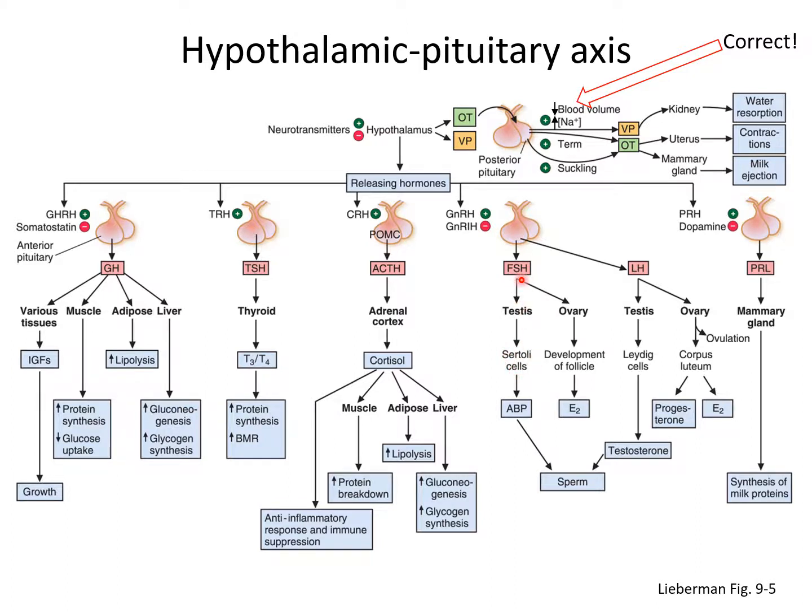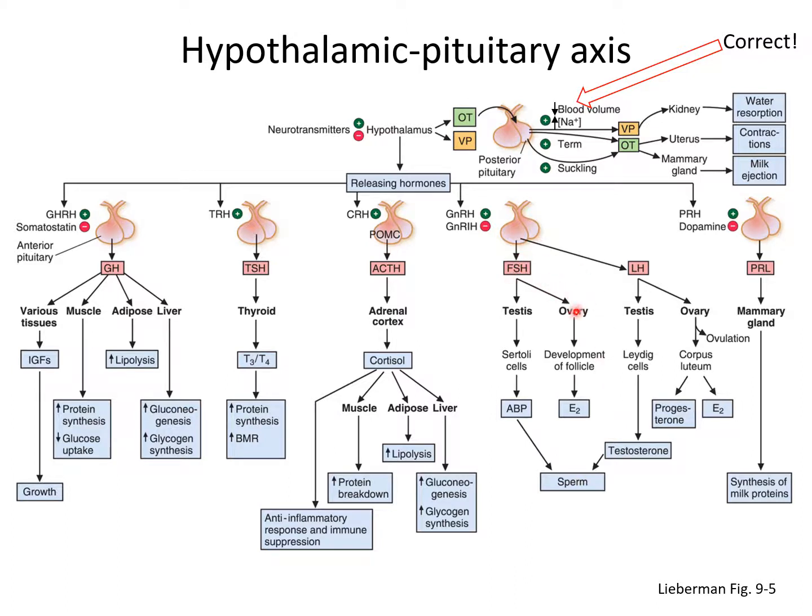The FSH is going to act on the Sertoli cells. This is going to cause the Sertoli cells to secrete ABP, which is going to lead to the biogenesis of sperm. You guys have probably talked about this pathway a little bit in histo at this point, I believe. And then LH in the testes is going to act on the Leydig cells to generate testosterone, which also leads to the development of sperm.